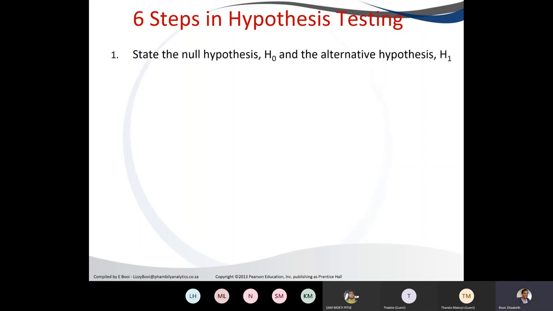The first step of hypothesis testing is we need to state clearly what our null hypothesis is, and what the researcher wants to prove, which is the alternative. It's very important to state those, because they guide us in terms of what kind of test we are going to be doing. Are we going to be doing a one-tailed test or a two-tailed test?